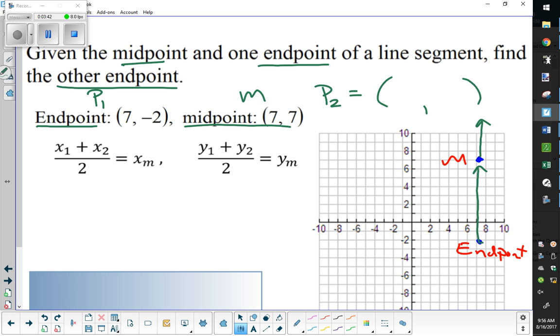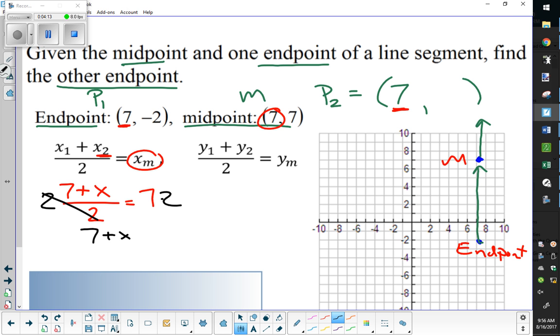So if you look at it visually, what's your x value going to be? X value is 7. I don't even have to do any work there. It's a straight line going up. That's not going to change. We can show you what that would look like. You start with 7 plus the other value. The value on my other x point over 2 equals my midpoint x value, which is also 7. Multiply both sides by 2. 7 plus x equals 14. Minus 7, minus 7. Hey, look, it's still 7, just like we thought it was going to be.